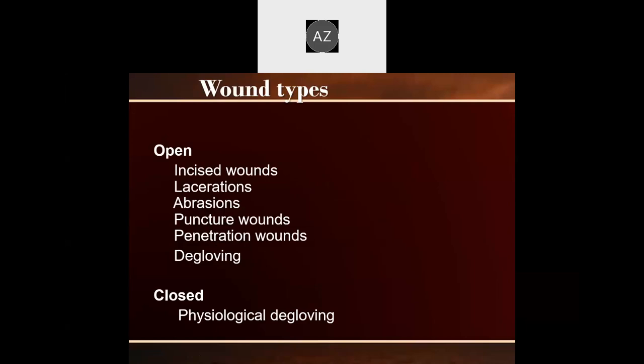So open wounds, you can classify them into incised wounds, lacerations, abrasions. You can have puncture wounds, you can have penetrating wounds, and you can have degloving wounds. Now, on closed wounds, you can have physiological degloving wounds. When we say degloving, it is when you remove the skin and the damage, then you just leave the subcutaneous tissue.